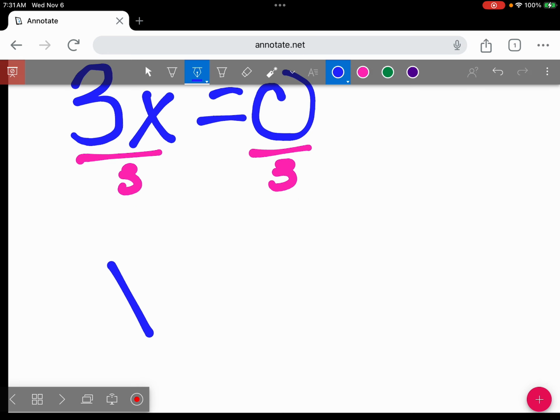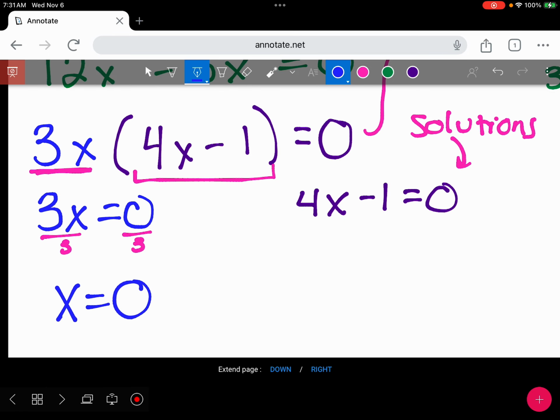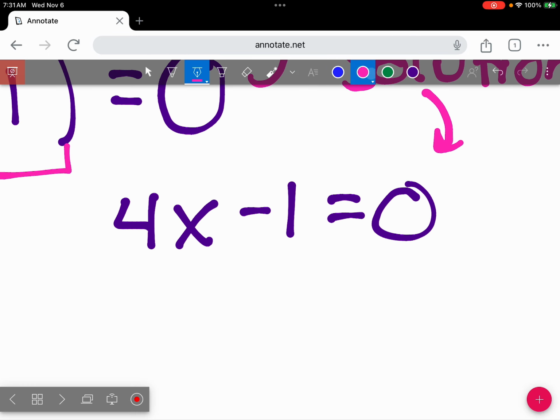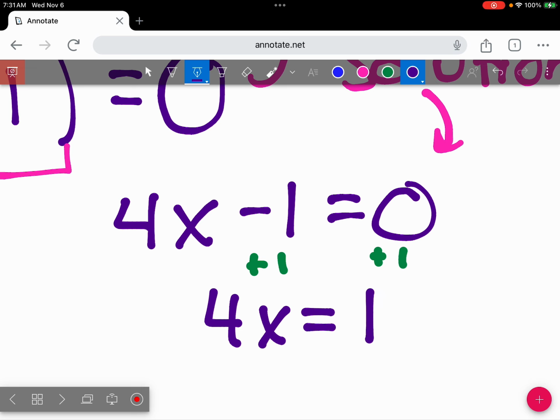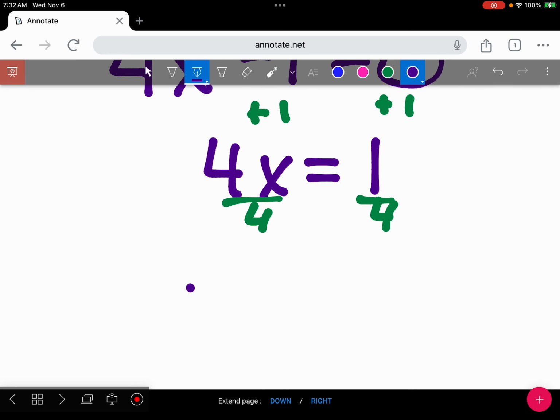X equals 0. So that's one of my solutions. I have a solution at 0. How about for my purple one? What are we going to do? Add 1 to both sides. That's going to give me 4x equals 1. Divide by 4 on both sides, and we get that x equals 1/4.